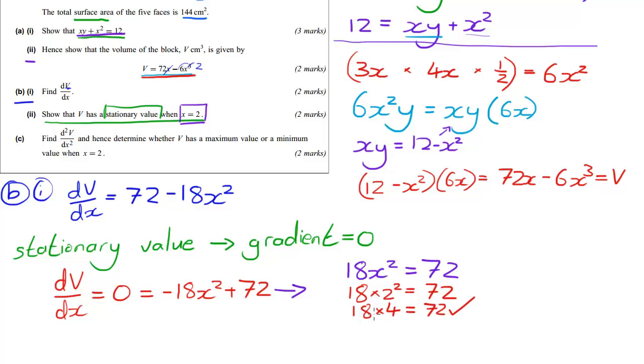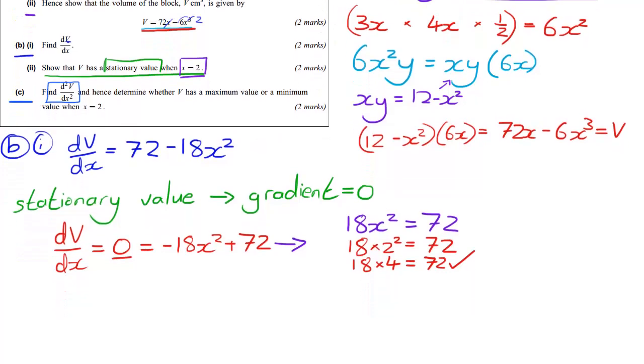So we've shown that it's a stationary value by putting 0 in there and saying the gradient is 0, and then we put 2 in there to say that when this graph is at 2, then we've got a gradient of 0. So the last part of the question, part C. So find the second derivative and then determine whether it's a maximum or a minimum. So let's do the first part first. Let's find the second derivative.